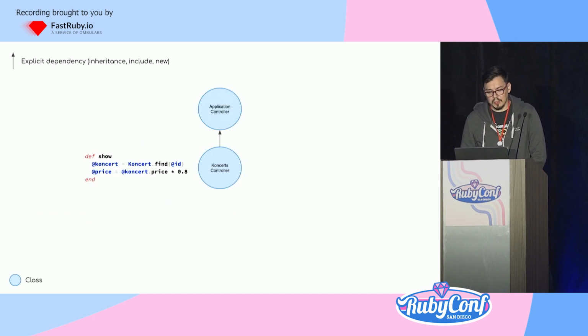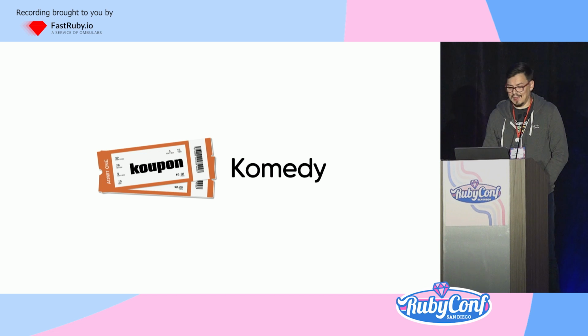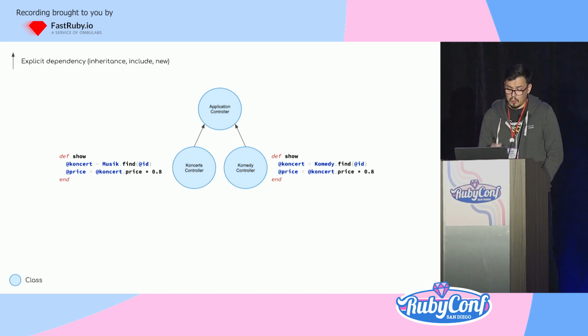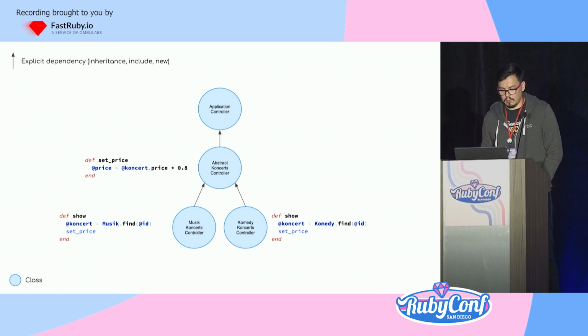So Coupon offers such good deals that they grew rapidly. So they expanded into comedy. So again, their engineers got busy and built this. Now, they had 2 controllers, each with a show method that calculated a price. And so at this point, someone came along and DRYed that up naturally, like this. So now they create a base controller and move the price calculation into that base controller. Make sense?